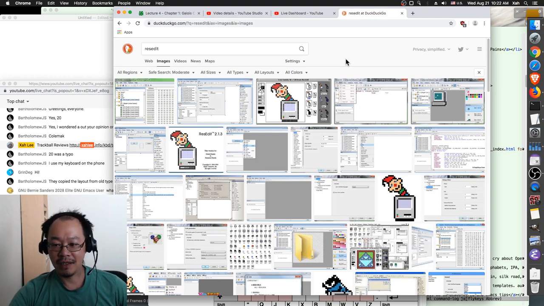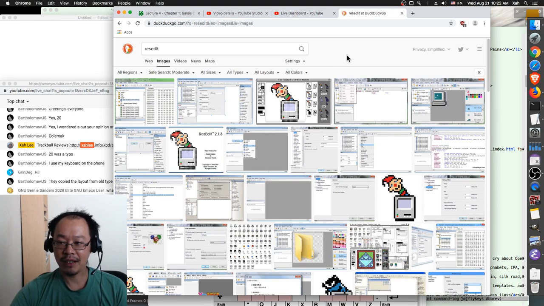So ResEdit allows you to create, for example, key maps, new key map layouts. Anyway, this is back then. So I used ResEdit to create a Dvorak layout. So I've been using the Dvorak layout since 1994.